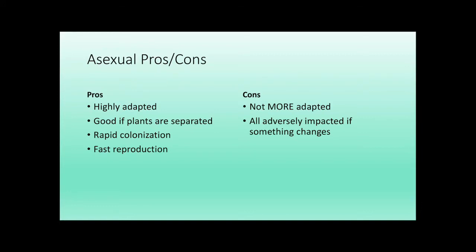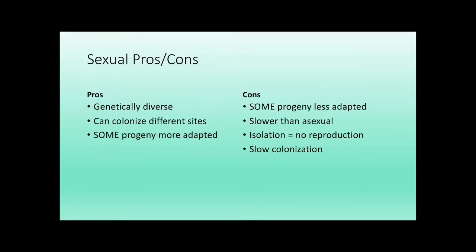The challenges are, of course, as your progeny get further and further away from the main parent, the environment may be different. So they're not more adapted to different environments because they're very specifically adapted to one environment. And if something bad happens, a disease or an insect, every single individual is negatively impacted and doesn't necessarily have the ability to adapt to those sorts of conditions.